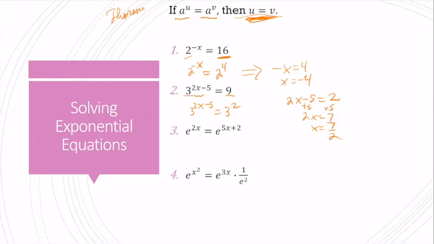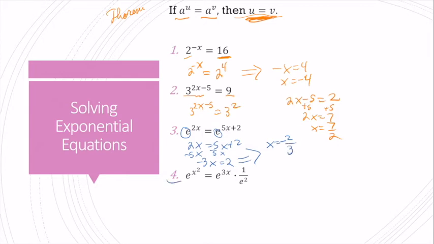If I have e to the 2x equals e to the 5x plus 2, that means I'm going to have 2x equals 5x plus 2 because e is our base. I subtract 5x from both sides. I get negative 3x equals 2. This is going to give me that x equals negative 2/3.